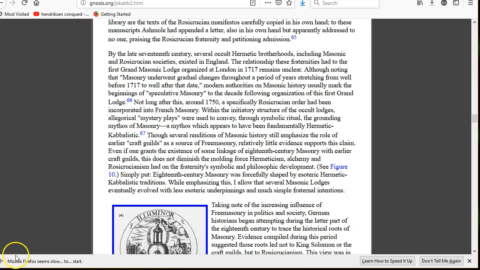Not long after this, around 1750, a specifically Rosicrucian order had been incorporated into French Masonry. Within the initiatory structure of the occult lodges, allegorical mystery plays were used to convey through symbolic ritual the grounding mythos of Masonry, a mythos which appears to have been fundamentally hermetic slash Kabbalistic. Yeah, and let me tell you something, that is not limited to that day and age, the mid-1700s.